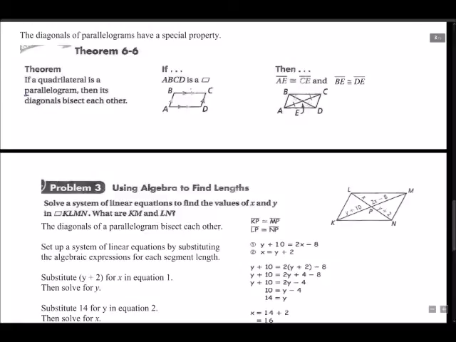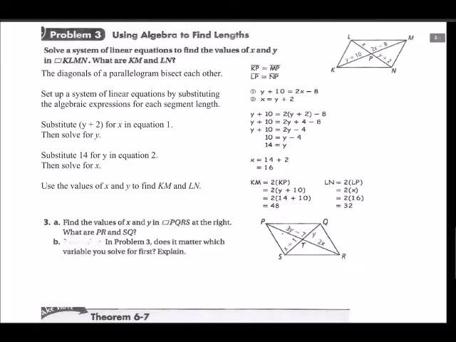If you have a parallelogram, your diagonals bisect each other. Bisect means we've got 2 congruent parts, and this means both of them get bisected. So not only are those congruent, but those are congruent as well. Point E is the midpoint of both of those segments. So that's actually really useful. How do we use that?